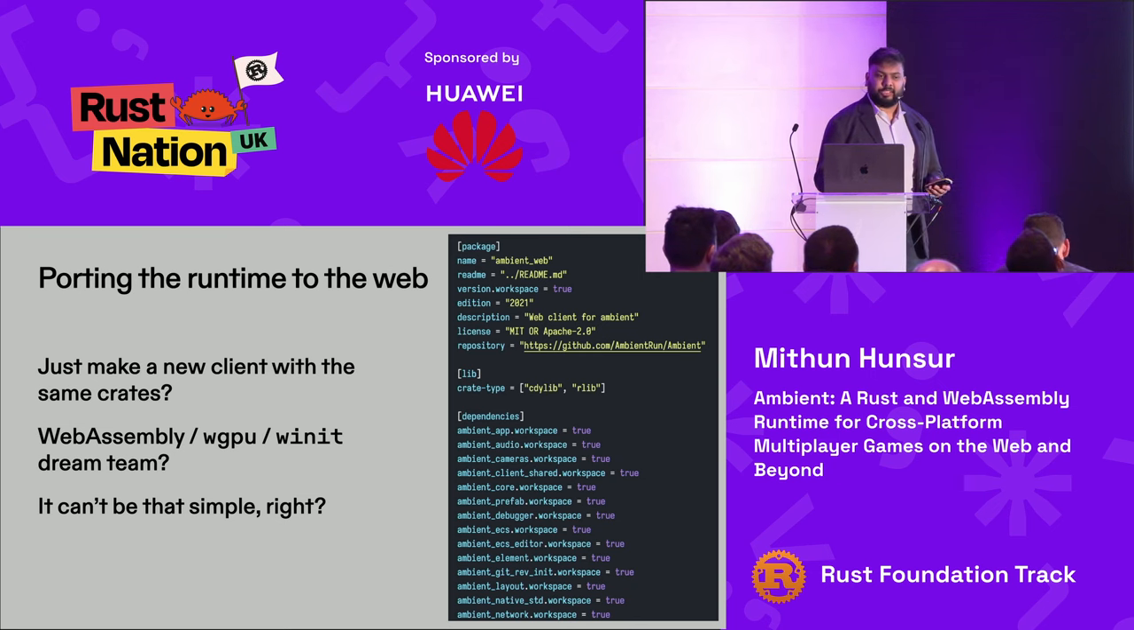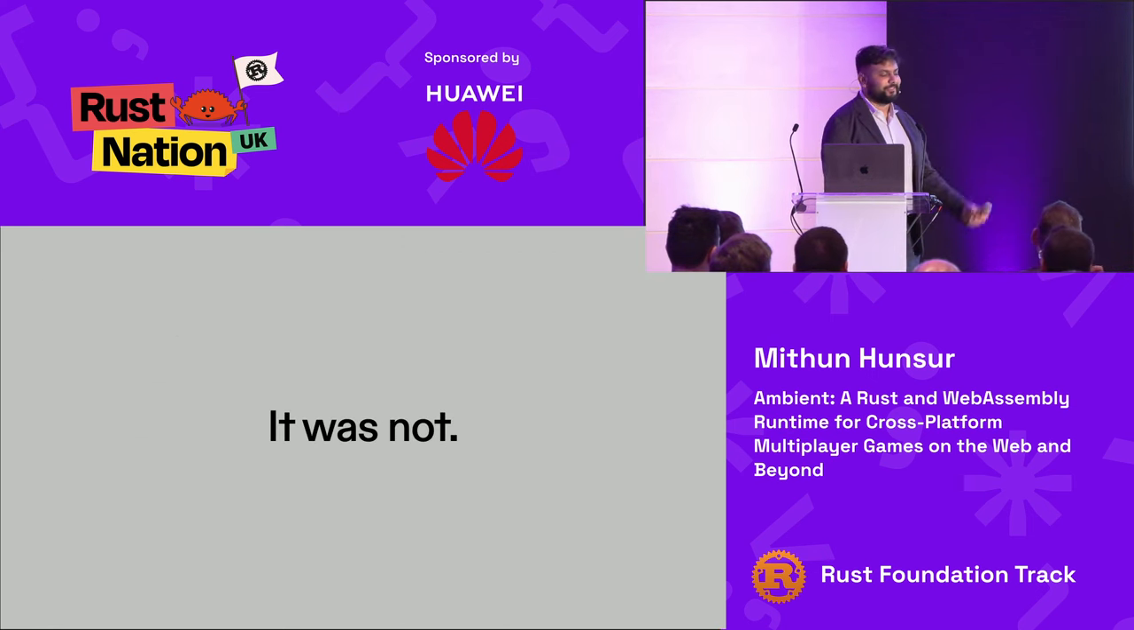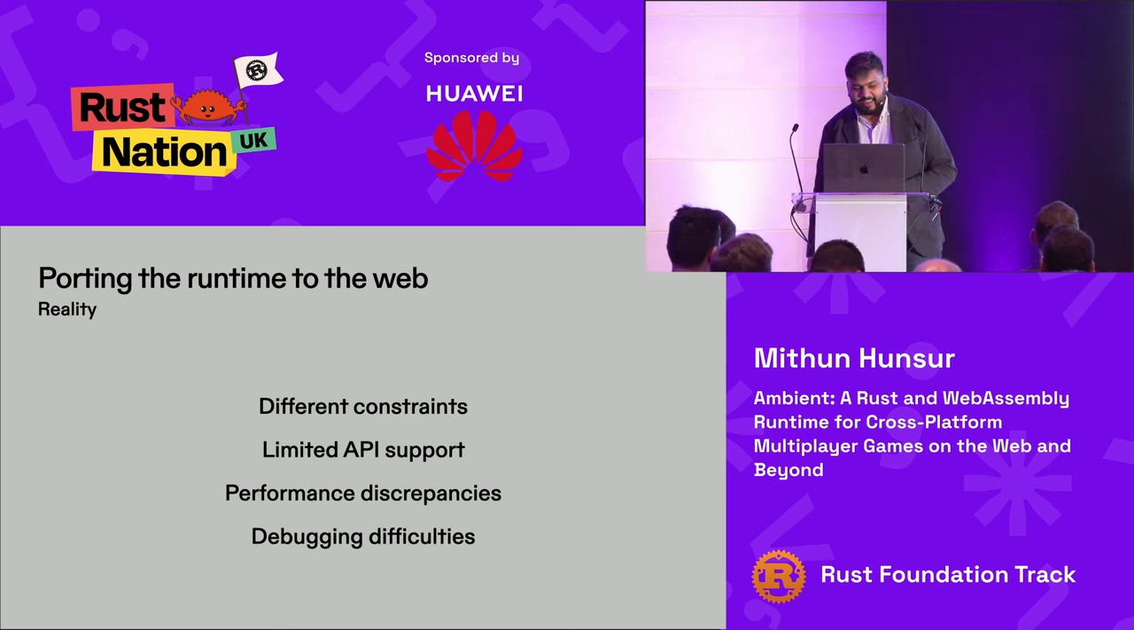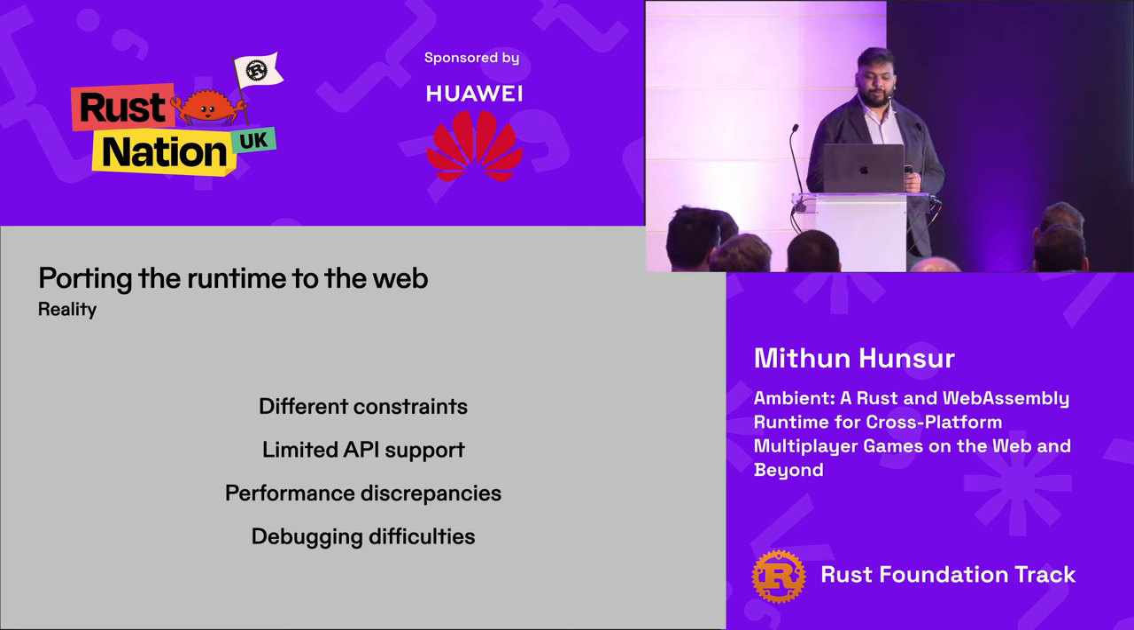We had already built on top of WGPU and winit, which would abstract over platform specifics. That's all we need to do, right? It can't be that simple, right? It was not. The web is a different beast. It has different constraints, different APIs, and different performance constraints. Many of the assumptions we'd made about the desktop didn't hold up on the web.